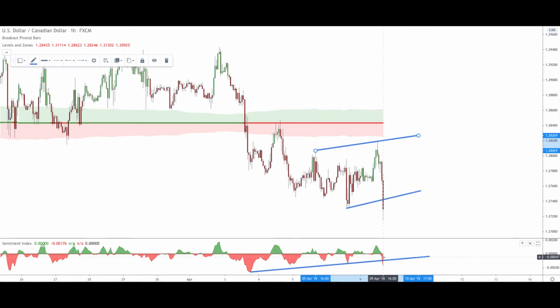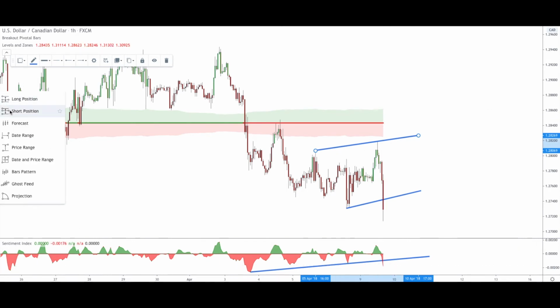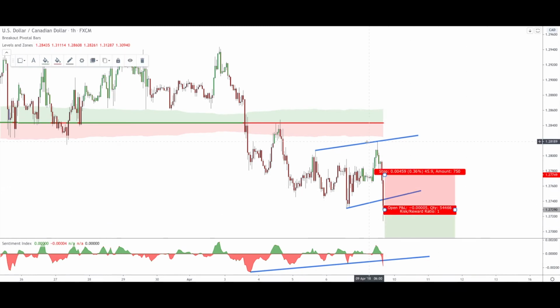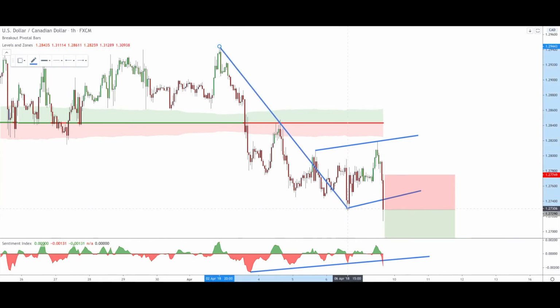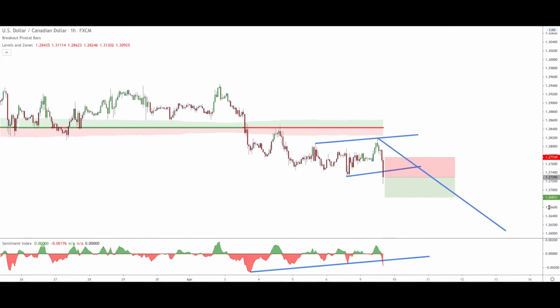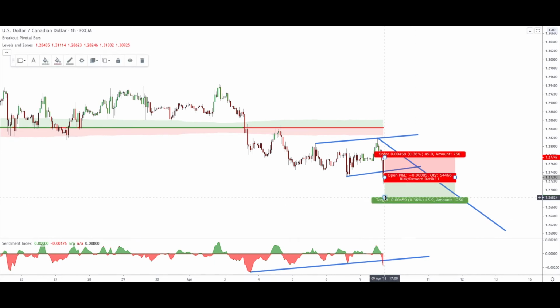It's also a valid setup because we have a breakdown in the sentiment index, so we can definitely place our order. So let me draw this. Regarding the target, I'm taking the previous impulse and I'm projecting the impulse towards the downside. So let's see where we end up. Okay, it's pretty far down.